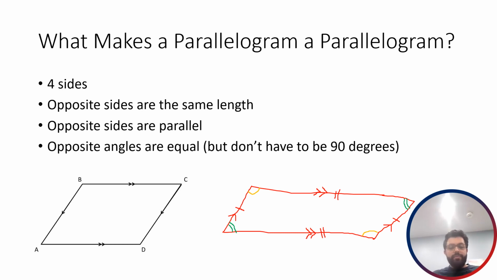And there we go. So we've got opposite sides are the same length: the top and bottom are the same size as each other, and the left and right are the same size as each other. Opposite sides are parallel: the top and the bottom are parallel to each other, and the left and the right are parallel to each other. And the opposite angles are equal. So it's like a rectangle that's a little bit slanted, just like the rhombus is a square that's a little bit slanted.